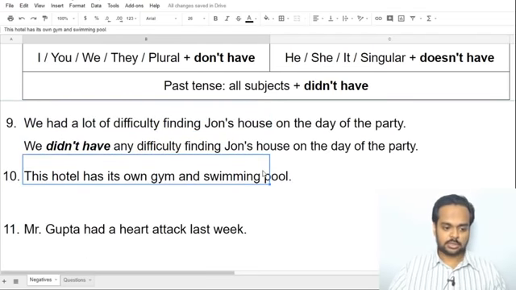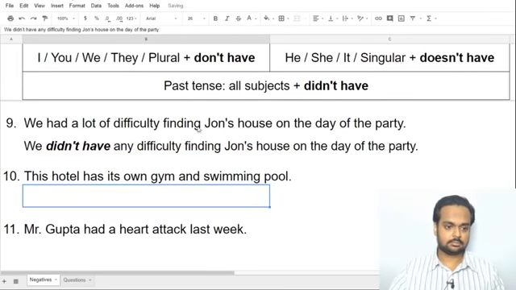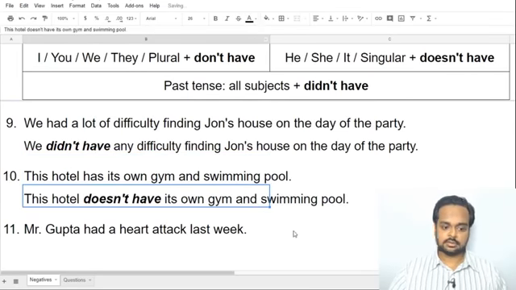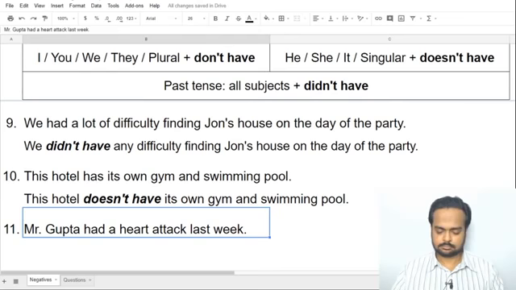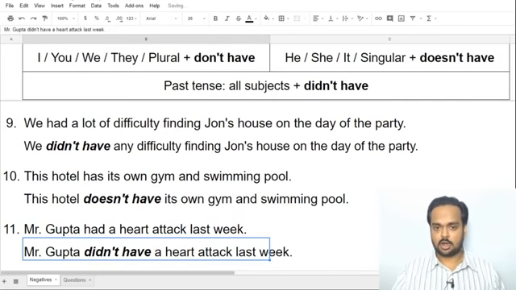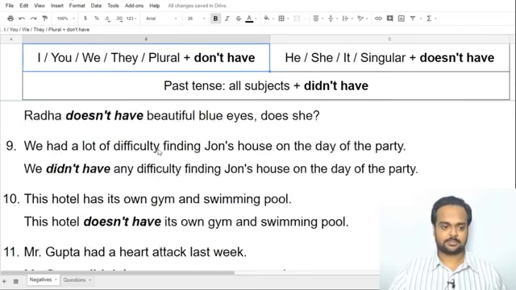Number 10, this hotel has its own gym and swimming pool. Negative, this hotel doesn't have its own gym and swimming pool. Mr. Gupta had a heart attack last week. Mr. Gupta didn't have a heart attack last week. That is the negative. So as you can see, negative forms of have, has, and had are very easy. Don't have, doesn't have in the present tense, and didn't have in the past.